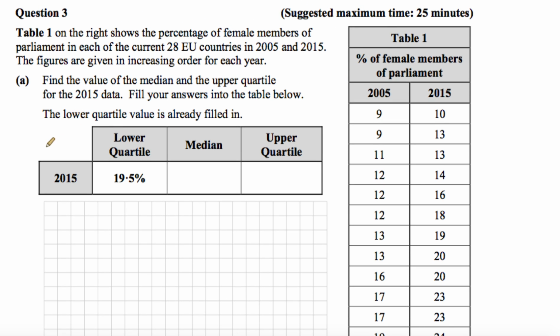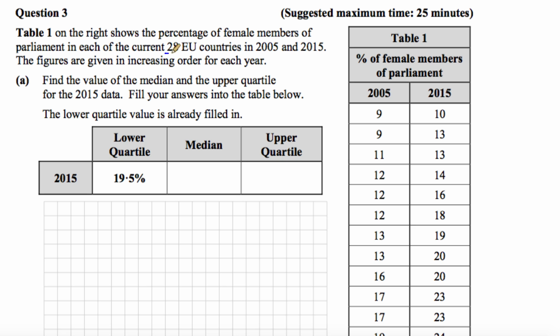Part A says, find the value of the median and the upper quartile from the 2015 data. Fill your answers into the table below. The lower quartile value was already filled in. Okay, well, we have the lower quartile, so we're looking for the median and the upper quartile.